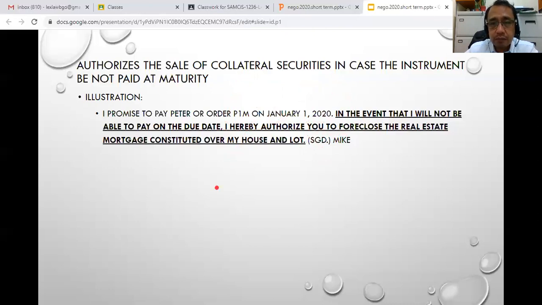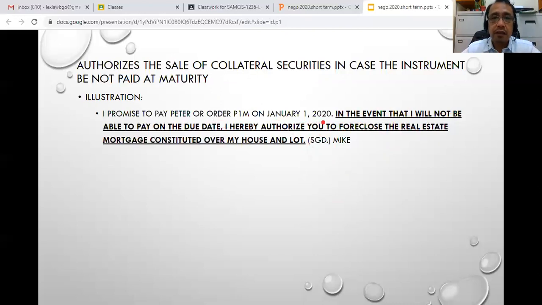However, if you notice, there is also this second paragraph or second sentence, which states that in the event that I will not be able to pay on the due date, I hereby authorize you to foreclose the real estate mortgage constituted over my house and lot. This additional obligation of mine, which is to allow the foreclosure of the real estate mortgage, will happen only if there is failure on his part to pay the amount of 1 million on January 1, 2020.